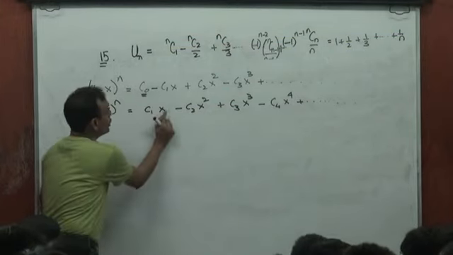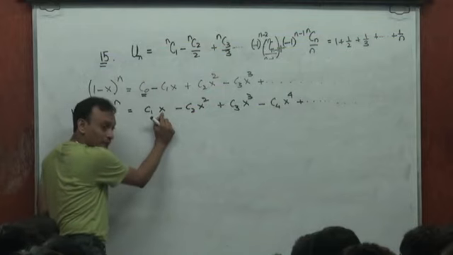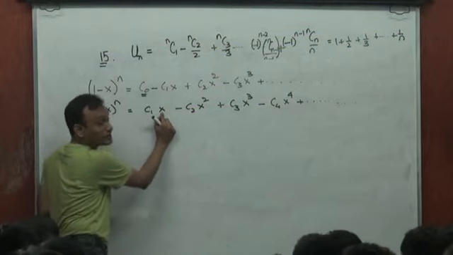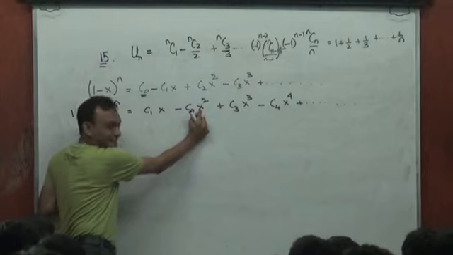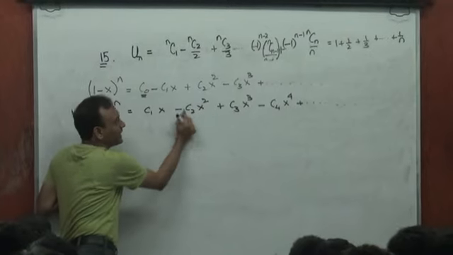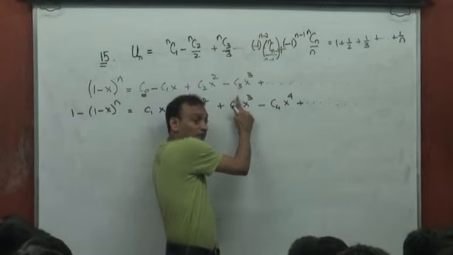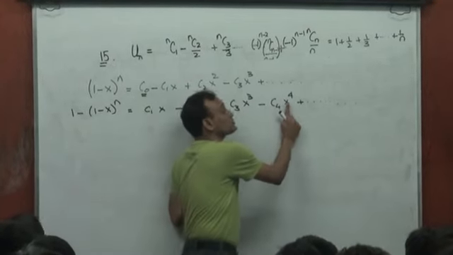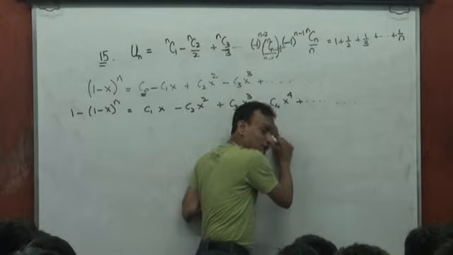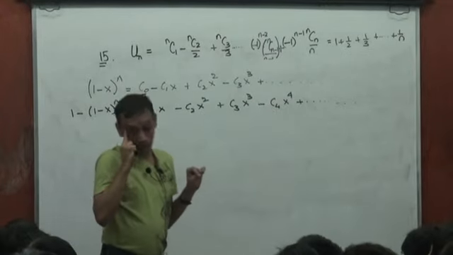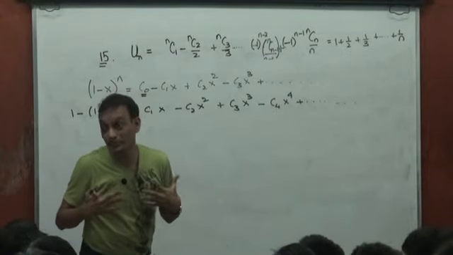It would have been so good if this was not x, but 1. Then on integrating, I would have got c1. If this was x, then on integrating, I would have got c2 by 2. If this was x squared, I would have got c3 by 3. If this was x cubed, I would have got c4 by 4, and so on and so forth. Yes or no? So it's up to me to make it that way.